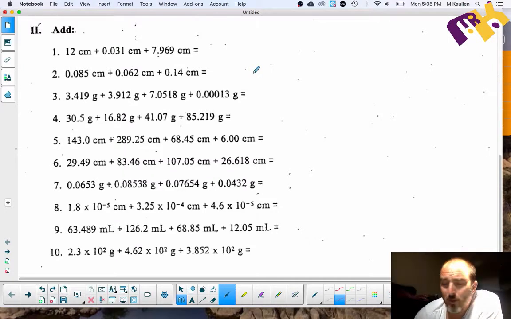All right, so let's consider this problem we have here. This is number 1 on the addition section. So we're adding these numbers up: 12 centimeters plus 0.031 plus 7.969. Now, what's interesting about addition and subtraction is the rule is your answer cannot have any more precision. It can't be more accurate. Well, we don't want to say accurate. Your answer cannot be any more precise than your least precise measurement, which makes sense.